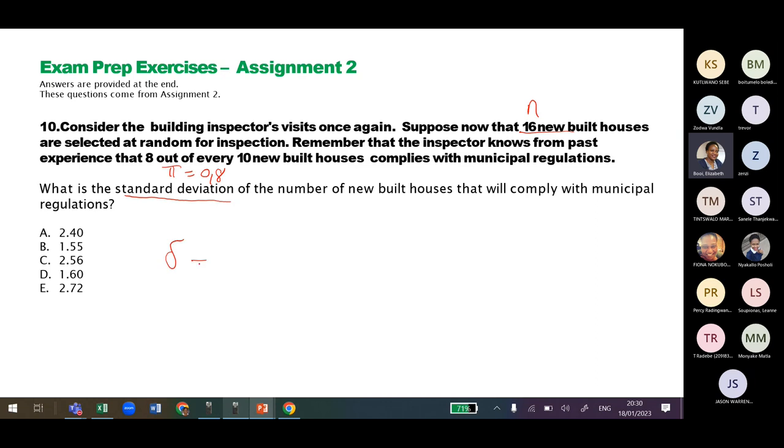So the standard deviation for binomial is given by the square root of N times pi times 1 minus pi. So you just substitute and calculate. N is 16 times your pi, 0.8 times 1 minus 0.8.